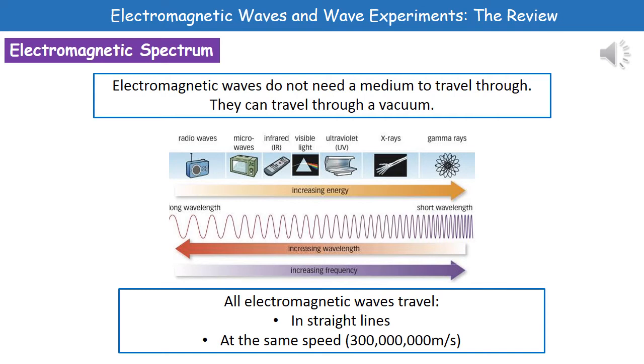If we're thinking about our electromagnetic waves, then they do have two properties in common. They all travel in straight lines, and they all travel at the same speed, which is the speed of light, 300,000 meters per second.